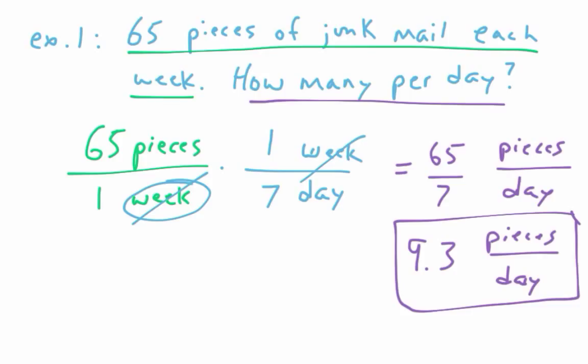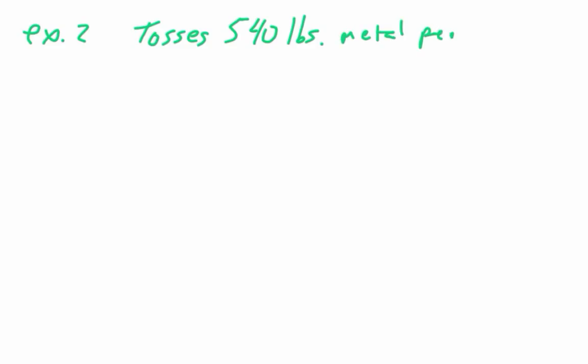I have a second one. Want to jump to a second one? Everybody have this one copied down? Okay. So my second example, example 2. The average American family tosses 540 pounds of metal per year. How do you get metal though? Like tin cans, old swing sets, sledgehammers, I don't know.